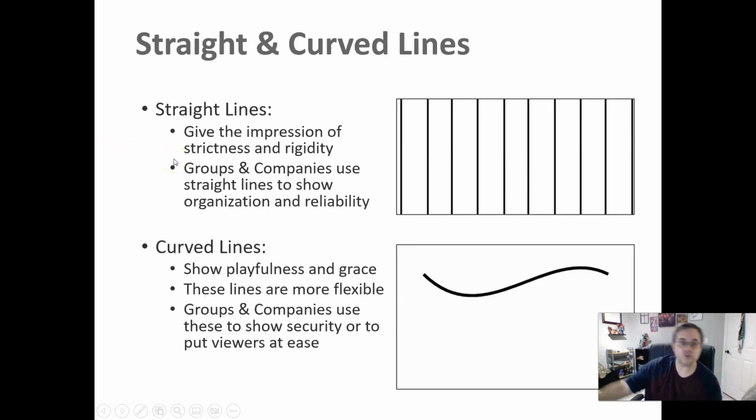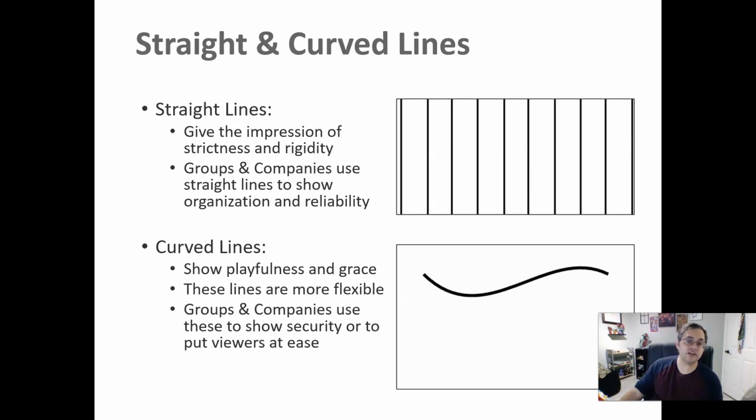So when you take a look at straight lines, they sometimes give this sense of impression of strictness and rigidity, but they really showcase consistency and organization. So groups and companies love using consistent straight lines, either horizontal or vertical, to show organization and reliability. And that really helps out because you don't have to worry about not trusting these people, and that's interesting. But there's more than one way to think about it.